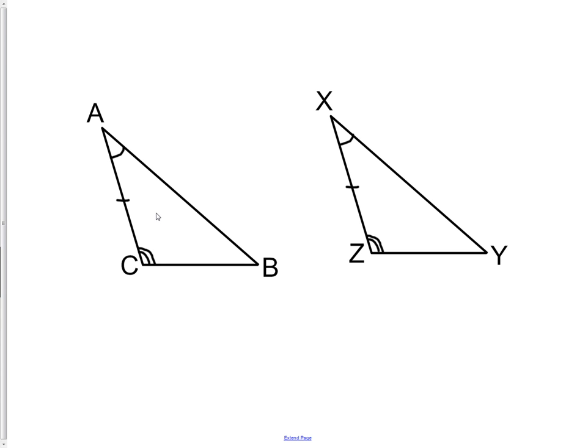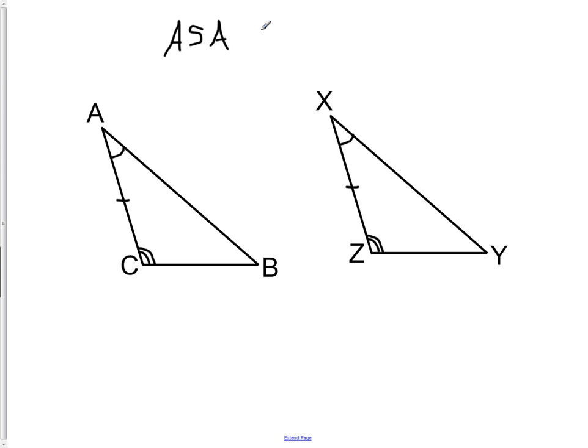Here we have two triangles. We have an angle A congruent to an angle X. We have a side AC congruent to a side XZ. And we have an angle C congruent to angle Z. We can now say that these two triangles are congruent because of angle, side, angle.